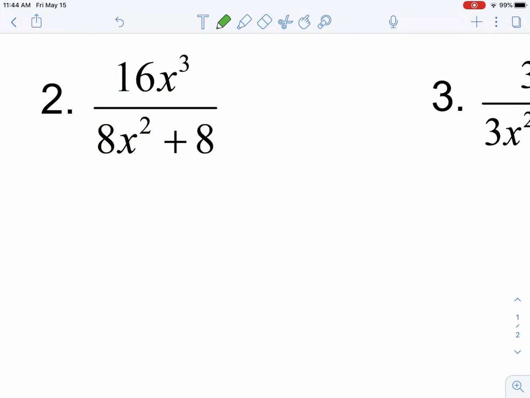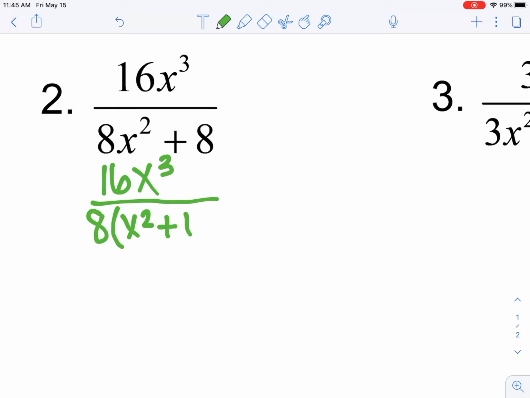Okay, let's take a look at number 2. So starting off, I can see that I can factor the denominator, so I'm going to go ahead and do that right away. The GCF in the denominator would be 8. So I have 8 times x squared plus 1. So I just divided both of those terms in the denominator by 8. So now that I have factored, I can figure out what my excluded values are. So I'm taking that denominator, just write it off to the side somewhere, and I'm setting it equal to 0.